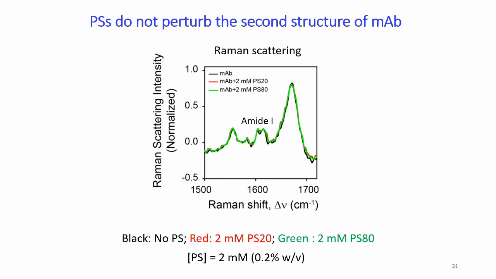With Raman scattering, we monitor the secondary structure changes in the amide I band, which is very significant if the protein is alpha helical, beta sheet, or random coil. But you can see that before and after adding polysorbates, we didn't see any change in the amide I spectral region in the Raman scattering profile, which shows that polysorbates do not perturb the secondary structure of the antibody.